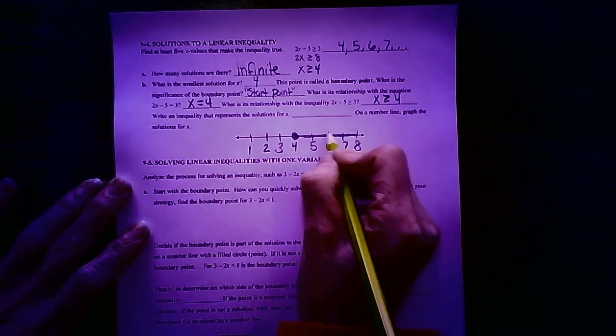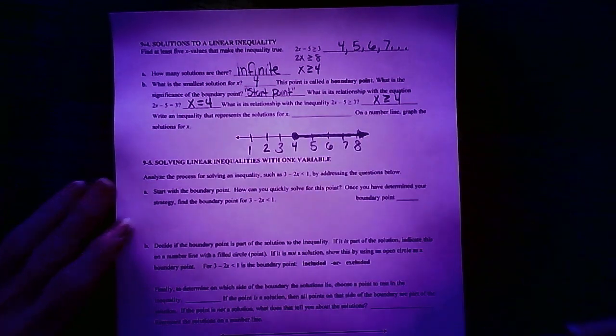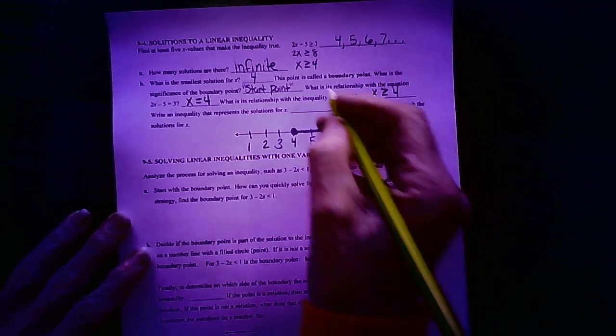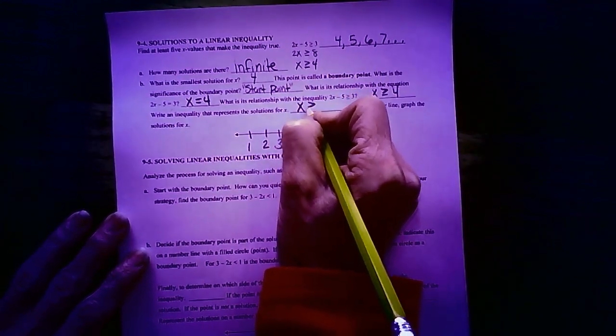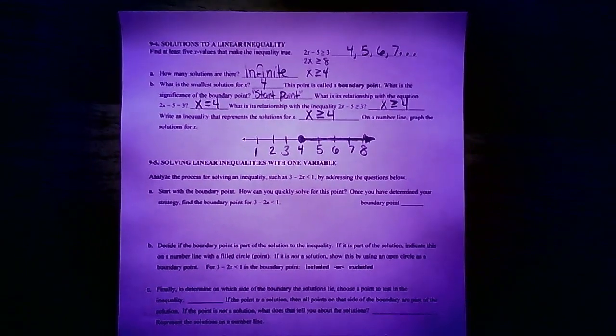So I'm going to shade in. Notice I'm shading above and below, and I'm shading right over the arrowhead. Okay? So the inequality that represents that, we already did it, is x is greater than or equal to 4. Okay? So far, so good.